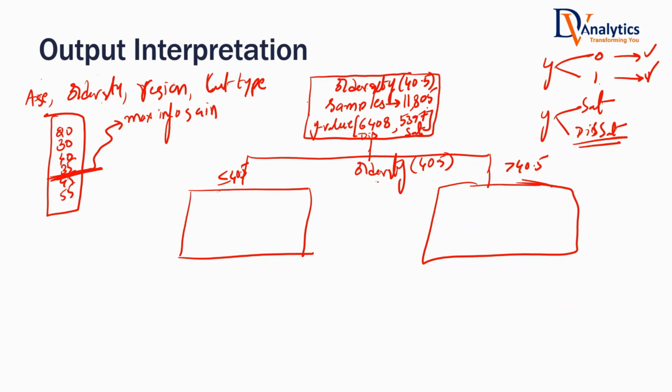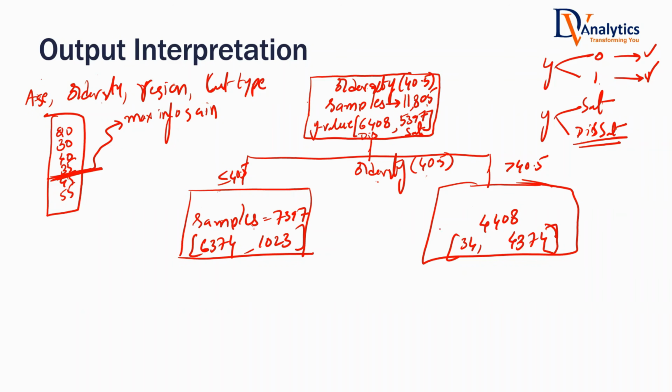Now tell me, out of 11,805 customers, how many customers have order quantity less than or equal to 40.5? 7,397. That is given in samples here. How many customers have order quantity more than 40.5? 4,408. Out of these, how many are dissatisfied? 6,374. Always dissatisfied is first. Satisfied are 1,023. How many are dissatisfied here? 34.